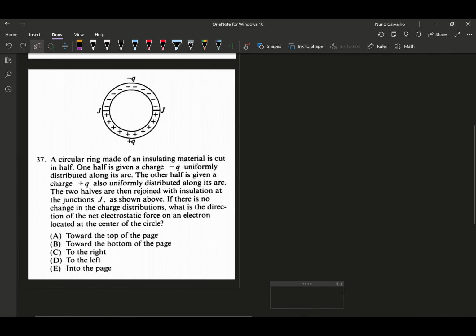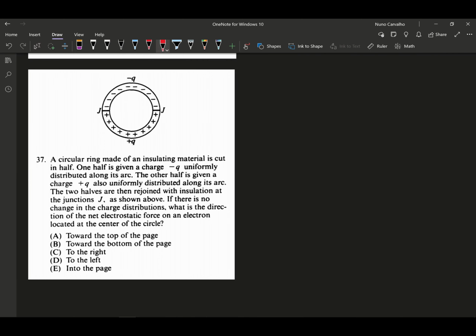For number 37, we are told that a circular ring made of an insulating material is cut in half. One half is given the charge negative Q, uniformly distributed along its arc. The other half is given a charge of plus Q, also uniformly distributed along its arc. The two halves are then rejoined with insulation at the junctions J, as shown above. If there is no change in the charge distributions, what is the direction of the net electrostatic force on an electron located at the center of the circle?